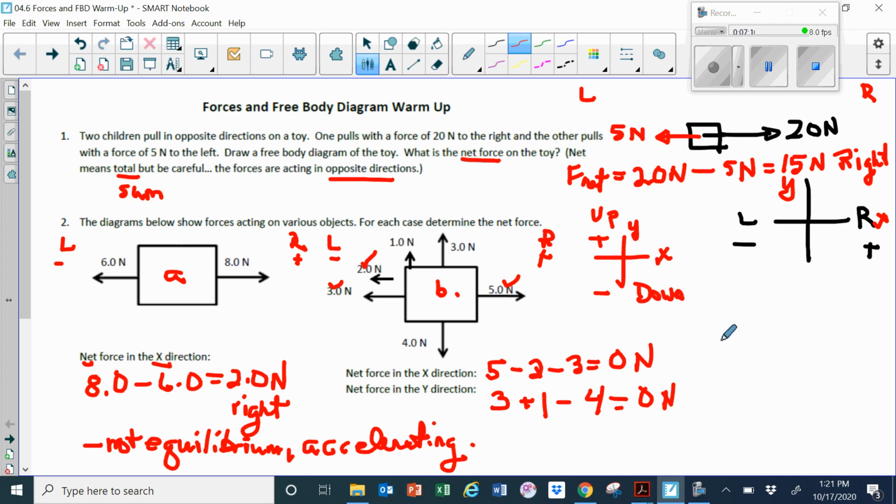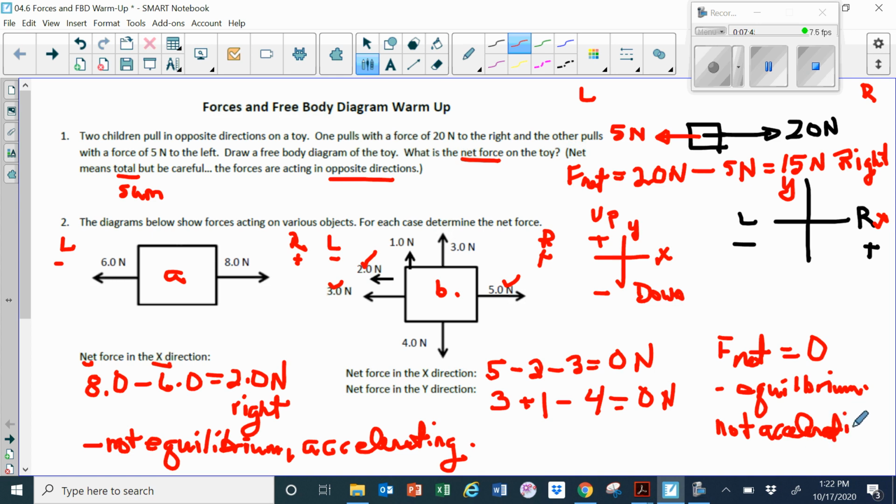So the overall F net for the overall object is 0. It's 0 in both the y and the x direction. The F net is 0. So that means it is in equilibrium. It is in equilibrium. And that means there is no net force acting on the body. That means it is not accelerating.